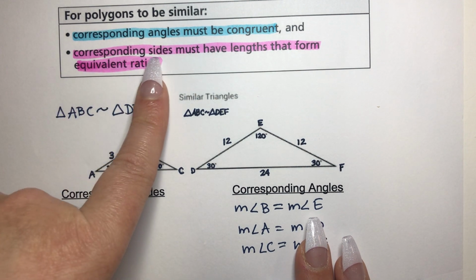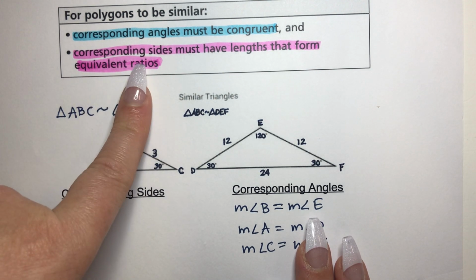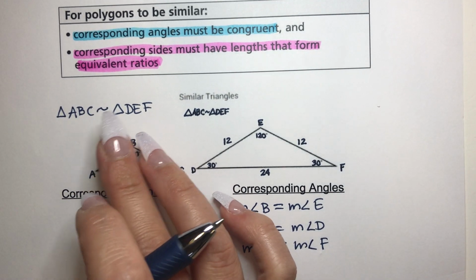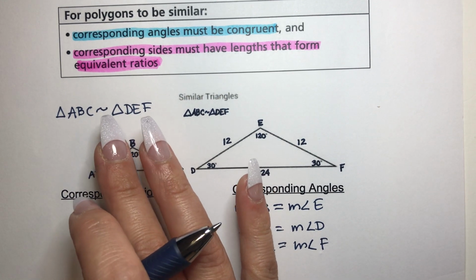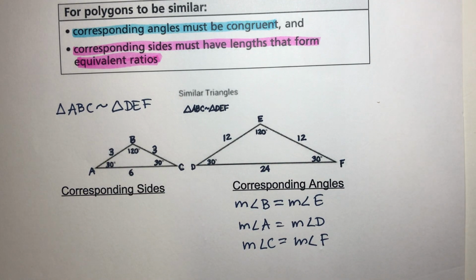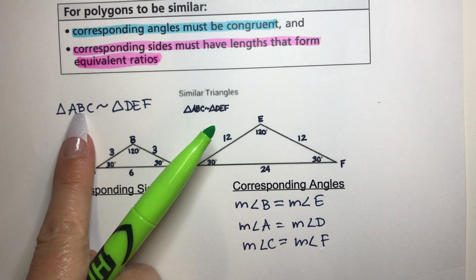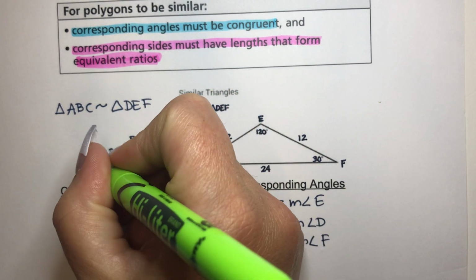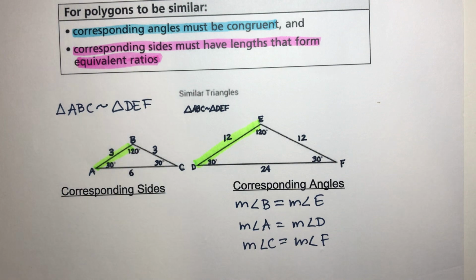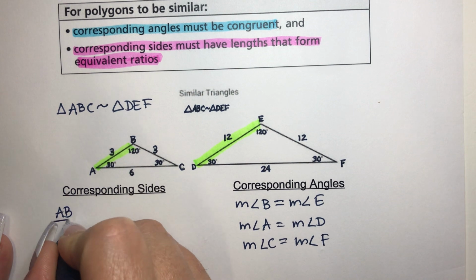Now for them to be similar, the corresponding sides must have lengths that form equivalent ratios. Now when I say equivalent ratios, equivalent means the same, and ratios is talking about fractions, right? So this statement also tells us these corresponding sides, which correspond to each other. So the first one I'm going to look at is going to be these first two letters. And it's so cool because it tells you in this. So first two letters is AB. Okay, so AB corresponds to DE. All right? And that is a ratio. So I can say AB over DE.